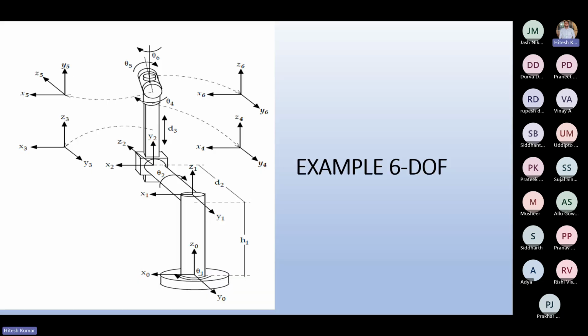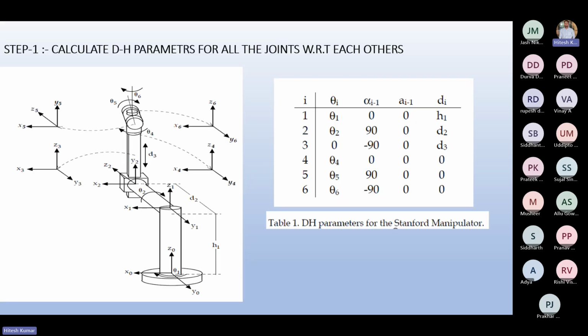We'll take an example of 6 degrees of freedom. If you are able to solve 6 degrees of freedom, you are able to solve everything in forward kinematics. See the level you will get after doing this. Okay, let's say these are all the values given.